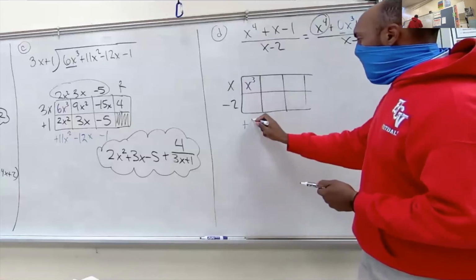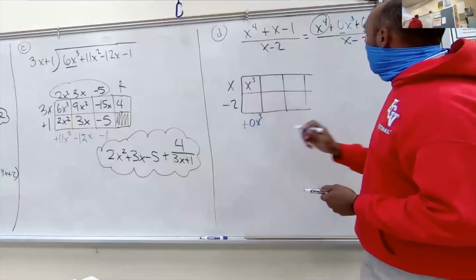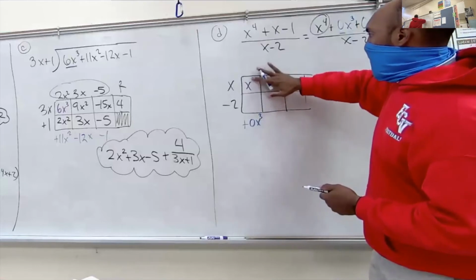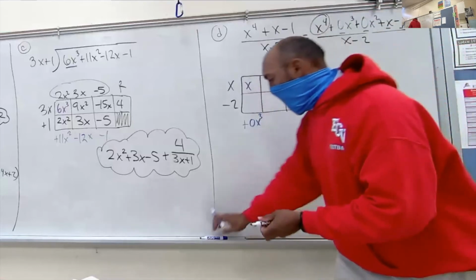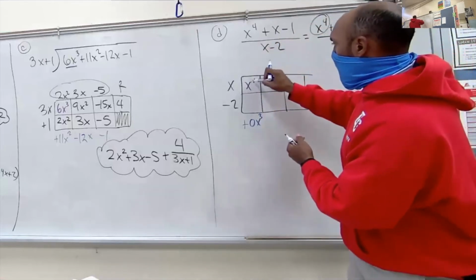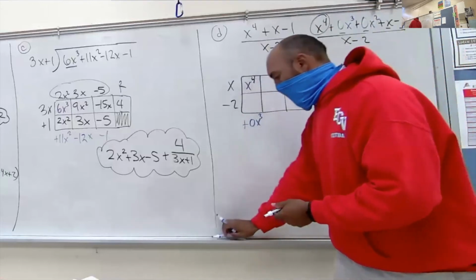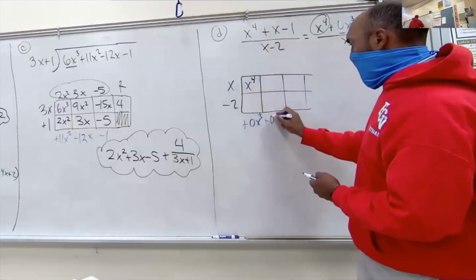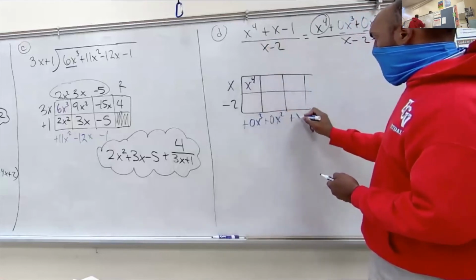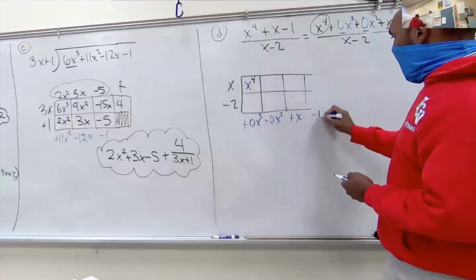So I got x to the 4th, plus 0x cubed. Oh, sorry, my bad. It should be x to the fourth, not the third. Okay. And then plus 0x squared plus x, and then one more for minus 1.